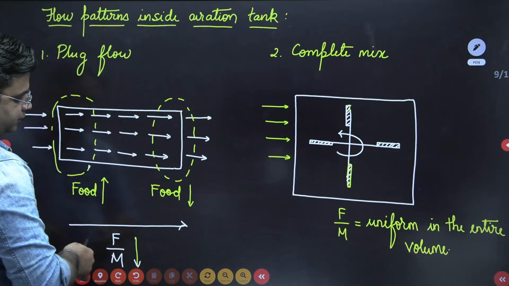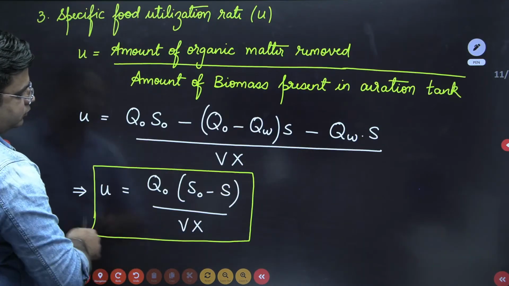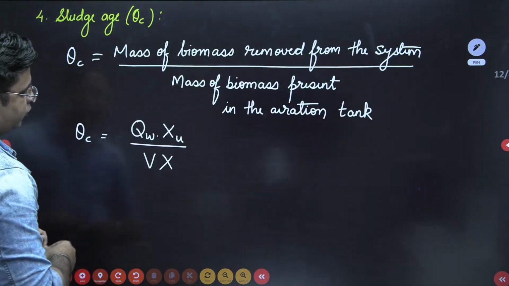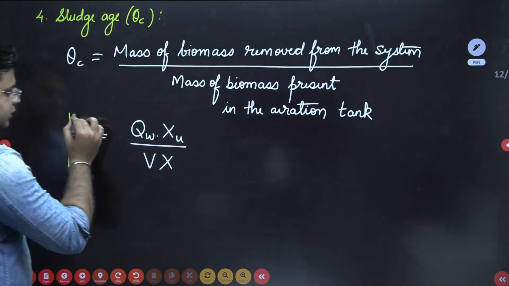So this is QW into XU divided by V into X. This is my sludge age.